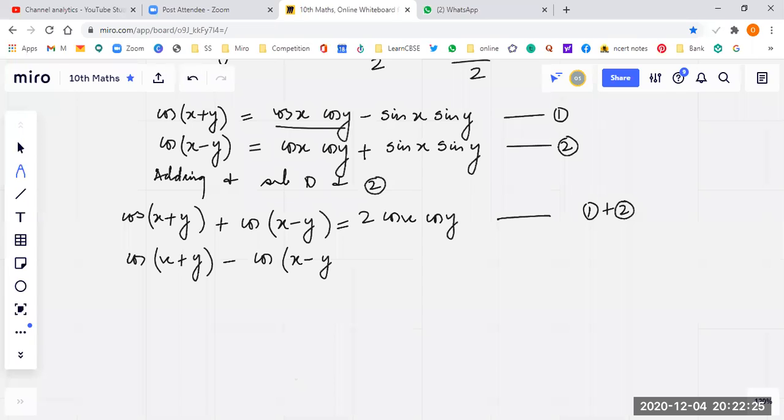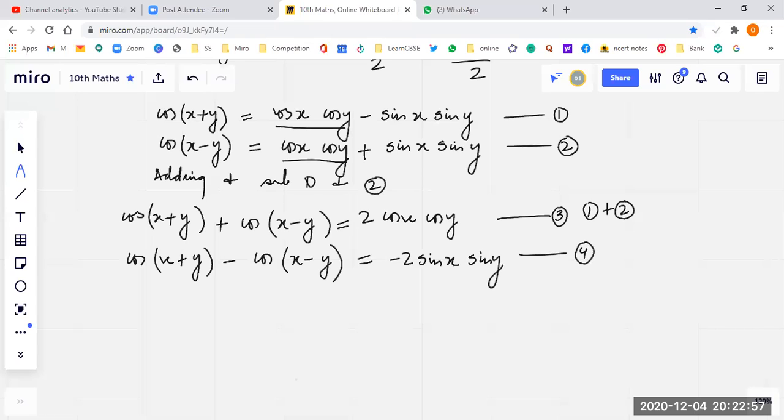What will you get? Subtract this from this. So this will cancel. So what will you get? Minus 2 sine x sine y. Is it right? Because when you subtract this from this, it will cancel, and when you subtract this from this, it will become minus sine x sine y minus sine x sine y, right? So you got this. So let's say this is your third equation and this is your fourth equation.